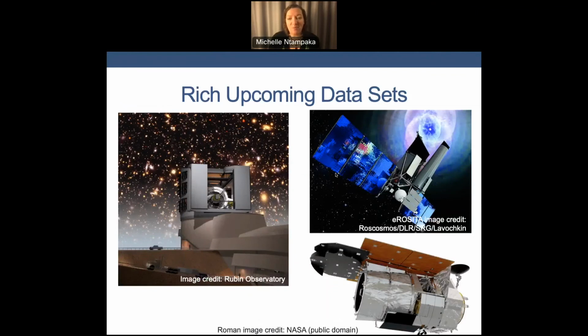We also have these beautiful, rich upcoming data sets. Rubin and Roman and eROSITA, all collecting large data sets with rich effects of physical processes that will allow us to really explore data with ML. So I'm really excited about these three in particular.